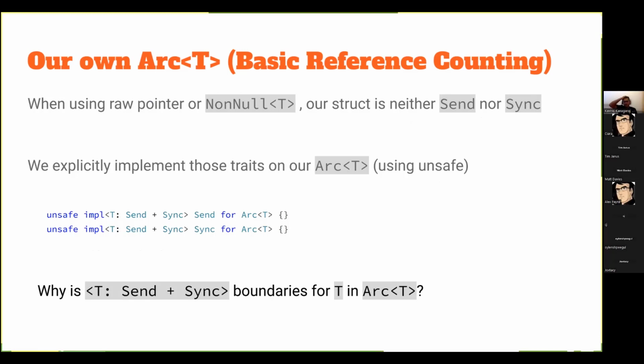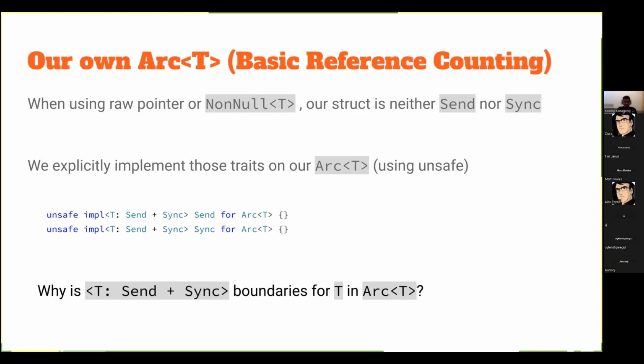So since NonNull deals with pointers without any ownership or automatic ownership, it doesn't implement the Send or Sync traits, which means it's not safe to pass across different threads. So we need to implement it ourselves manually with unsafe code, which tells the compiler, okay, we know what we're doing, just allow us to pass this type between different threads.